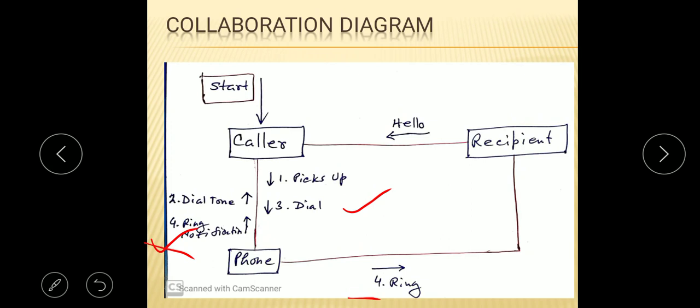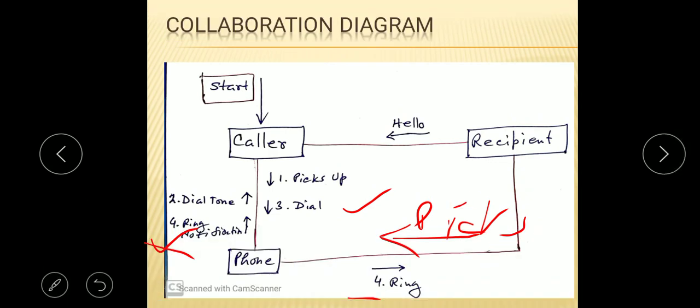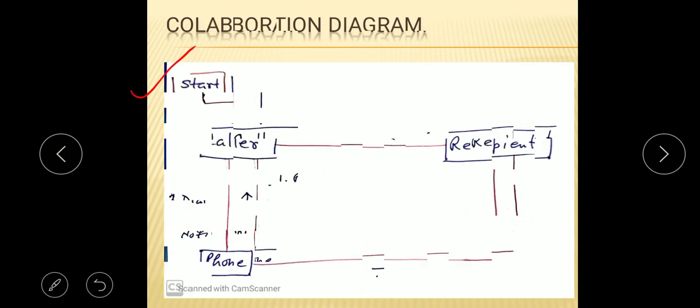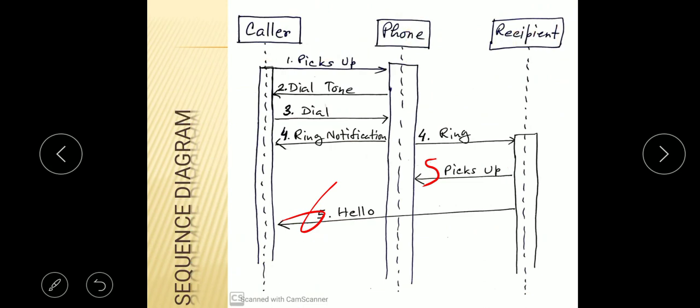And then after that it will be hello. Okay, before that recipient, from the phone there will be another one, that is recipient will picks up the phone. Okay, recipient will picks up the phone. Please excuse my writing, right, like this previous. Yeah, picks up that number 5.